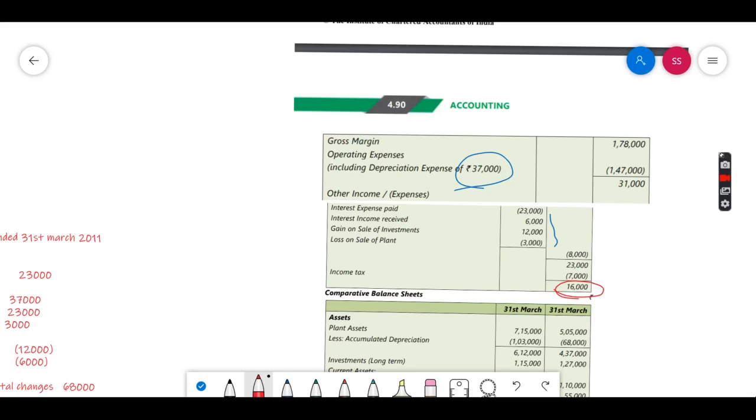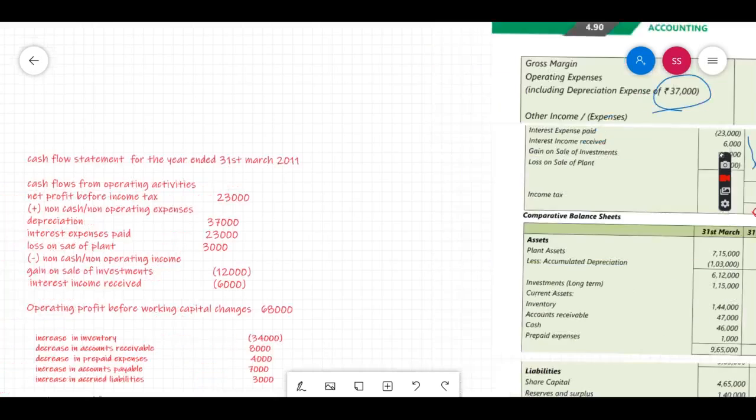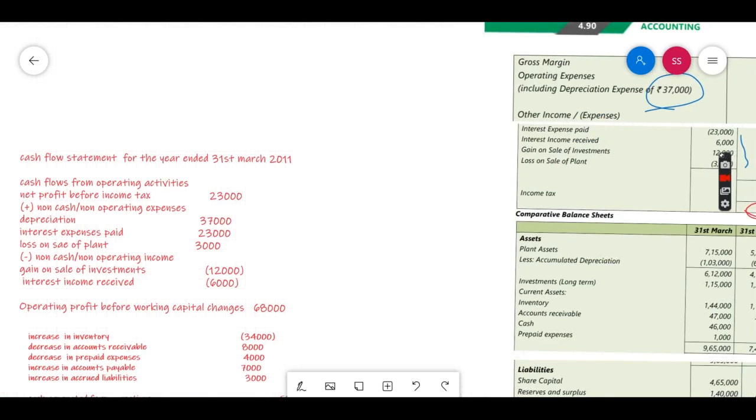So we can solve this question by using the indirect method, and we always have to start, as we discussed in the second part, with net profit before taxation. So net profit before taxation is 23,000. Let's start our solution with that. Then we need to add non-cash or non-operating expenses. So we need to find out what the non-cash and non-operating expenses are, right?